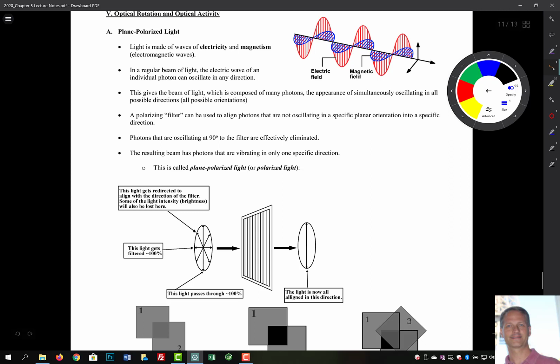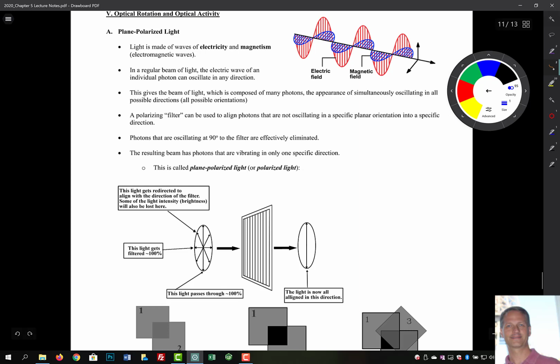But what we can use is something called a polarizing filter. It can be used to align photons that are not oscillating in a specific planar orientation into just a specific direction. So effectively, photons that are oscillating at 90 degrees to that filter are effectively eliminated.